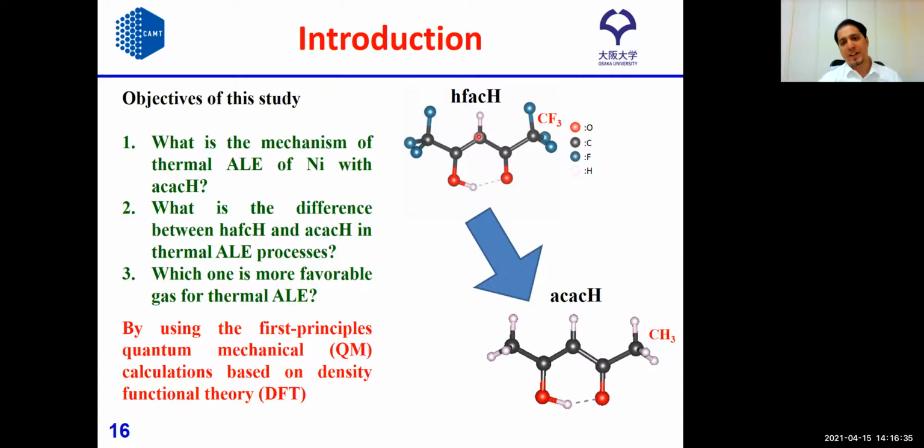As you can see here, the difference between acacH and hfacH is that the CF3 groups are replaced with CH3 groups. From this study, we want to know what the mechanism of thermal ALE of nickel with acacH is. The second objective is what the difference between hfacH and acacH in thermal ALE processes is. The third question is which one is the more favorable gas for thermal ALE. I'm going to answer these questions using first principles calculations based on DFT.